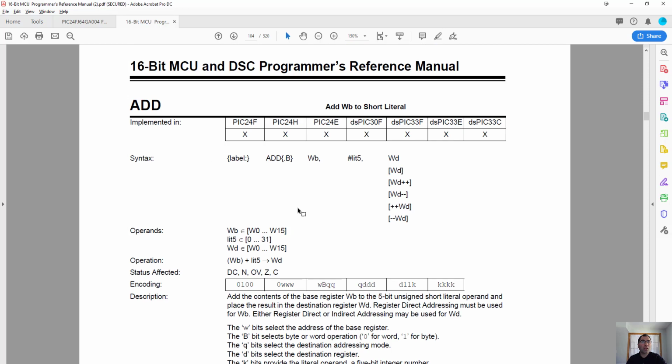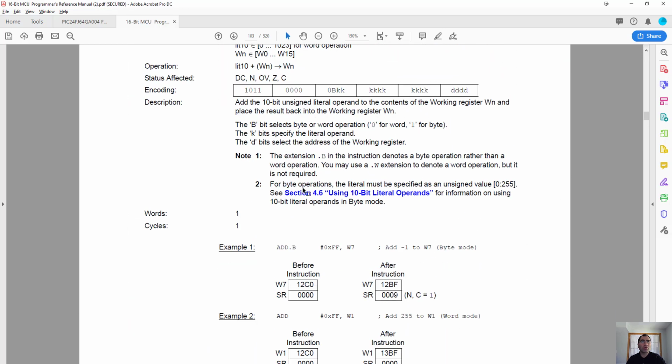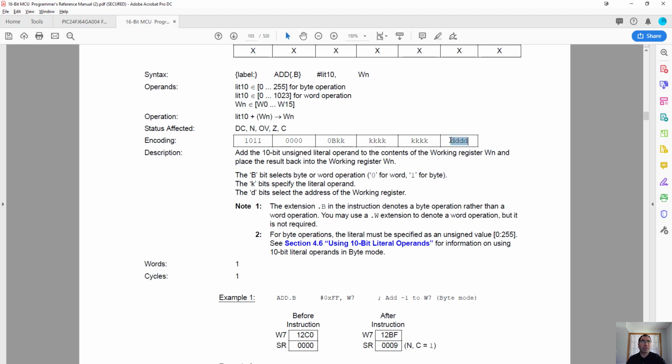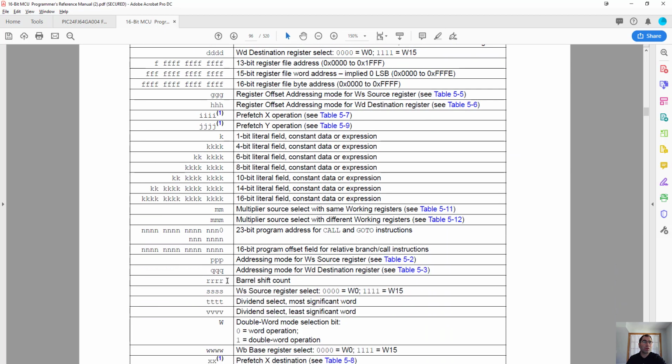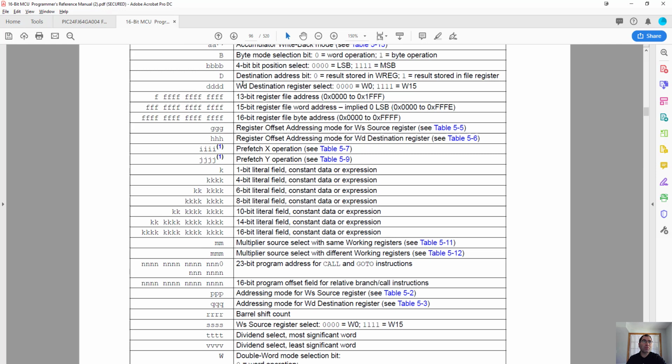So we were not doing this one. Yeah, and the other one was DDDD, right? So let's go to 96 again. So DDDD means WD, the destination register, right? And 0000 for W0 and 1111 for W15. Again, if you are using, let's say, W3, then it's going to be whatever value represents 3, right? So then it's going to be 0011 if it is W3.